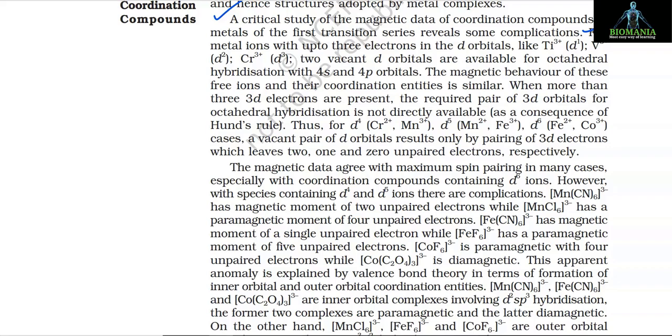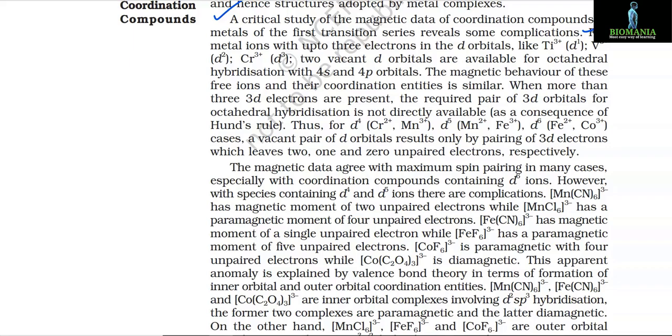complications. For metal ions with up to 3 electrons in the d orbitals, like Ti3+, d1, V3+, d2, Cr3+, d3, 2 vacant d orbitals are available for octahedral hybridization with 4s and 4p orbitals. The magnetic behavior of these free ions and their coordination entities is similar. When more than 3 d electrons are present, the required pair of 3d orbitals for octahedral hybridization is not directly available as a consequence of Hund's rule.